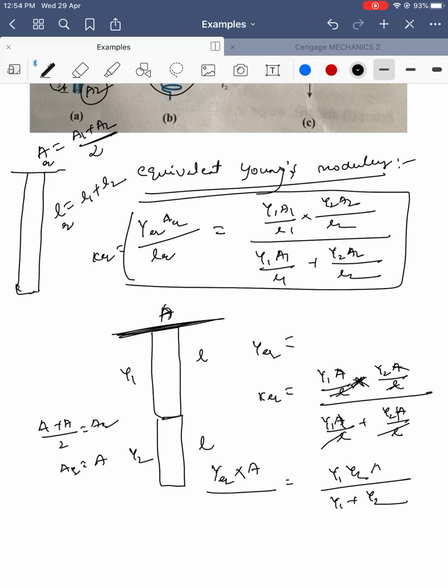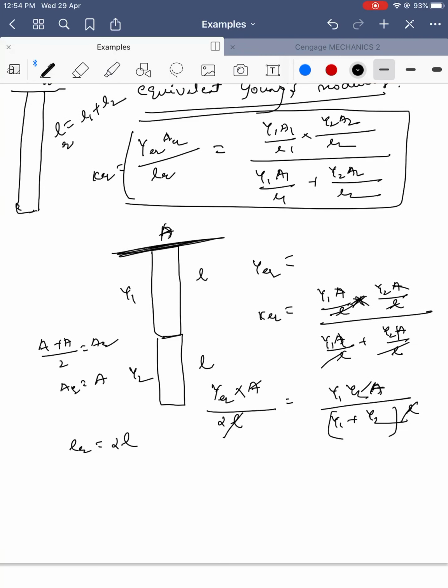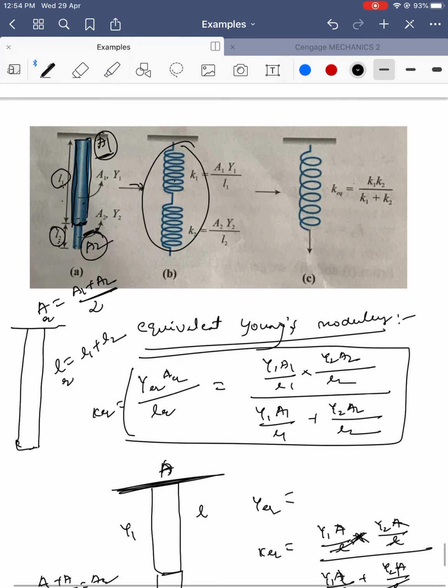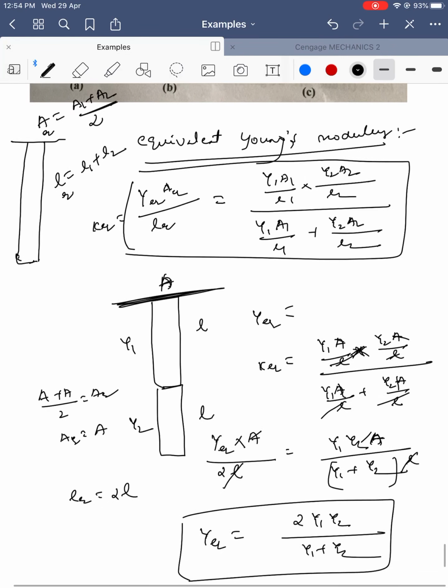Here A is still there, and L squared by L becomes L in the denominator, so Y A by L is still there. L equivalent is the total length, L plus L, which is 2L. A gets cancelled and L gets cancelled, so Y equivalent is equal to 2 Y1 Y2 by Y1 plus Y2. This is for the series connection. Okay, equivalent Young's modulus we got.